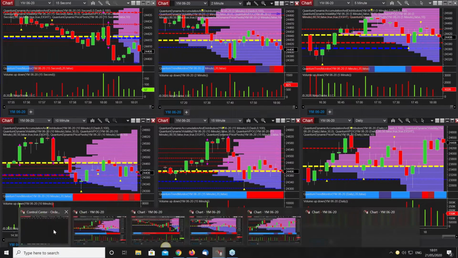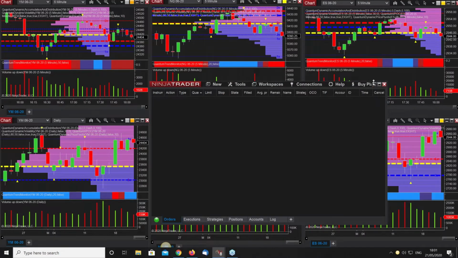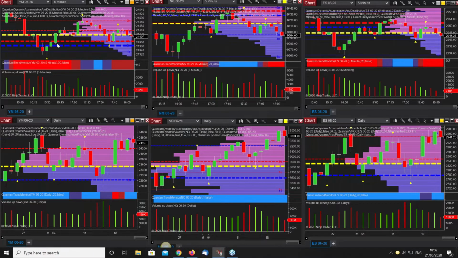Probably the same on all 3. Let's just have a quick look. This is the 3 of them, the 3 sisters. Basically, we've got the YM on the left, we've got the NQ in the middle, and we've got the ES over on the right-hand side. So that's on the 5 minute time frame across the top.